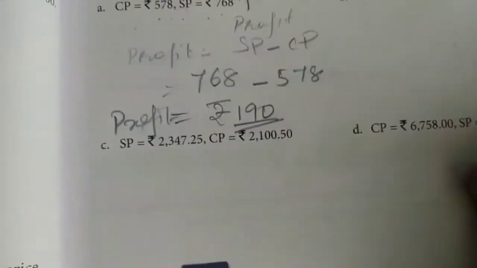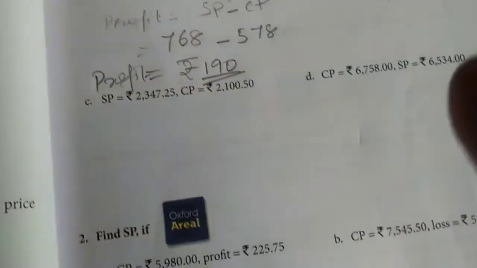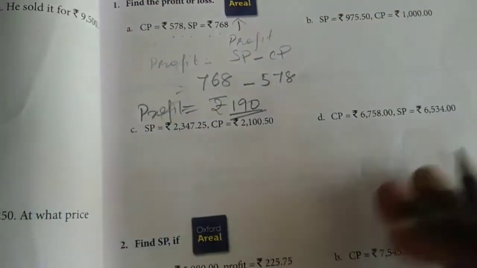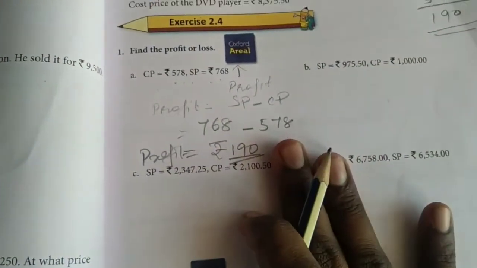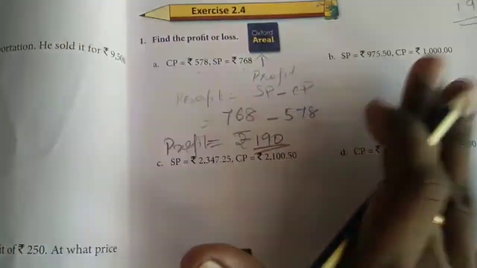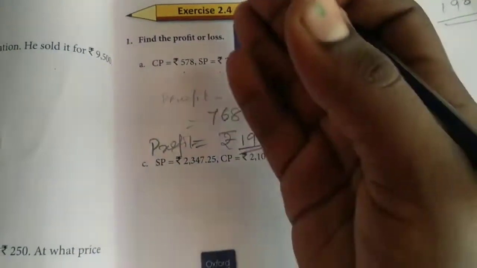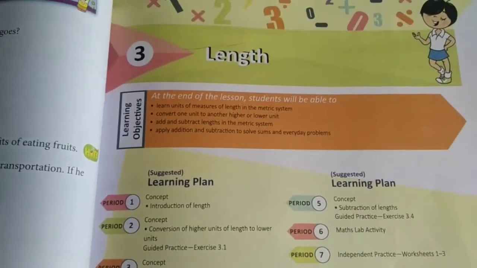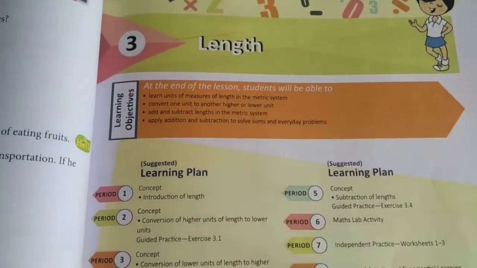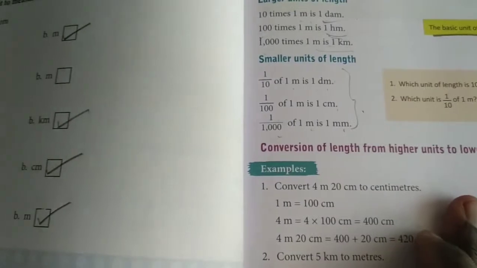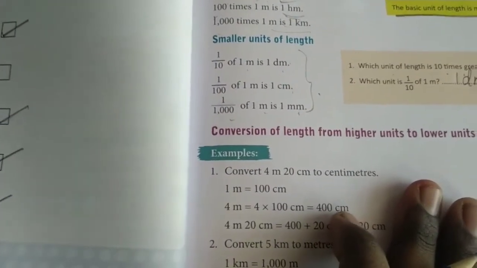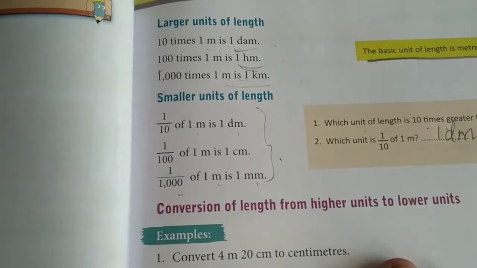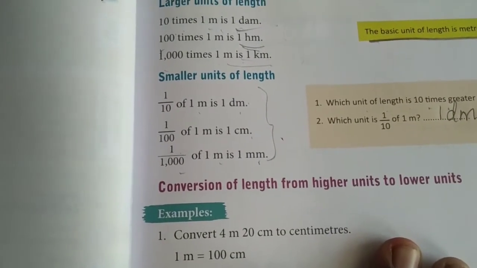Likewise, finish this. If you can't do it with your own example, try to finish this one. Work out this area. Already I gave this as homework. Those who didn't finish, please, at least in each section, practice 2 or 3 sums. Okay. So the next lesson is length. In this lesson, you should know larger units of length as well as smaller units of length. Larger units of length.